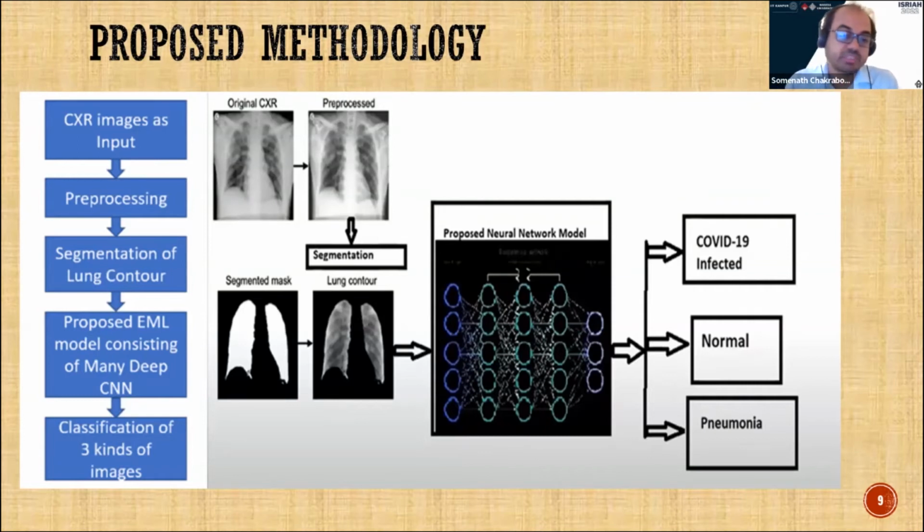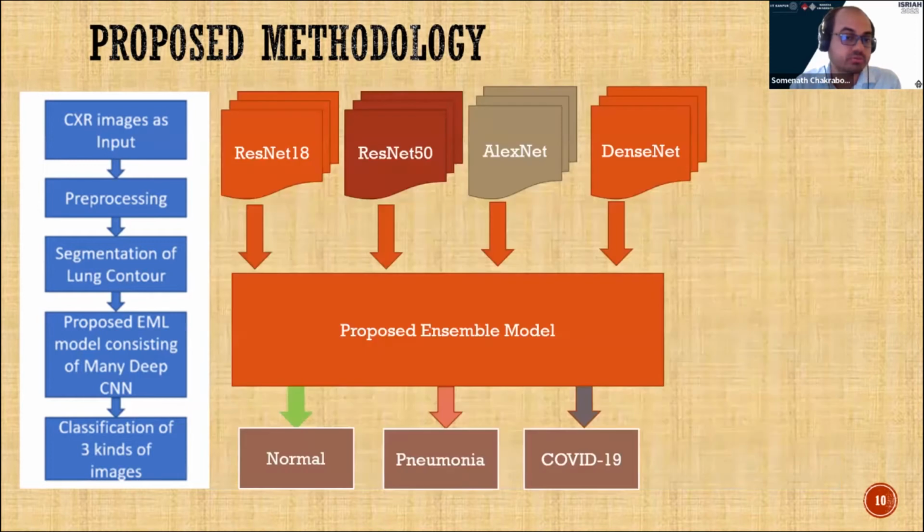There are basically two kinds of neural network used. One is for the segmentation purpose. Segmentation means we just need the lung contour. Many researchers in this area directly feed the images, but we actually use segmentation, so we can have more accuracy. Previously, as in the World Health Organization work, we only used ResNet 18. But currently we are using some ensemble.